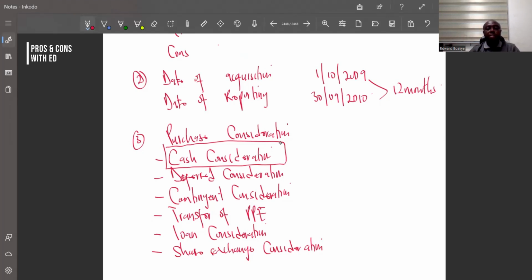Then we talk about share exchange consideration. I'm purchasing your company, and I'm giving you my shares to purchase that company. Instead of me giving you cash or anything, I decided not to give you cash.